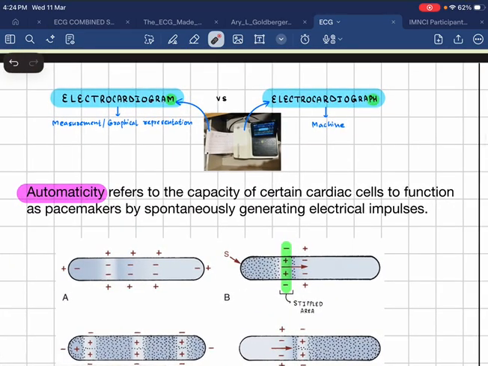Starting with the basics. So what is the difference between electrocardiogram and electrocardiograph? Electrocardiogram is basically the measurement or the graphical representation of the electrical activity of the heart, while the machine that is used for this measurement is the electrocardiograph. Certain cardiac cells possess a property known as automaticity, by virtue of which they can spontaneously generate electrical impulses, and hence they are known as pacemakers.